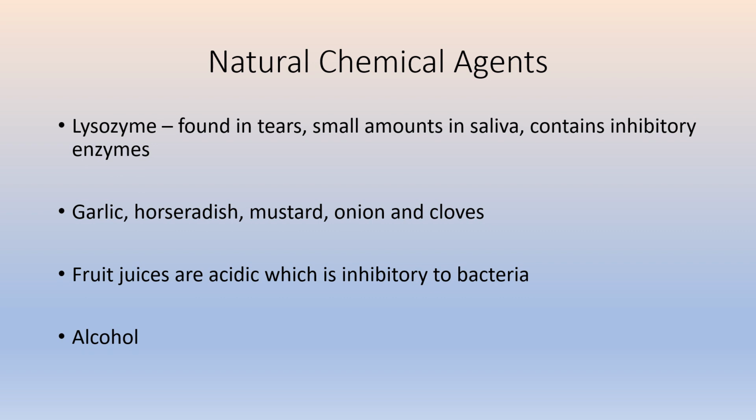Some other natural chemicals, things like garlic, horseradish, onions, those all have antimicrobial activity as well. Certain fruit juices, because they're acidic, bacteria don't like a lower pH. They don't like acid environments, so that will naturally inhibit. And alcohol. Alcohol will actually kill a lot of microorganisms. That's why you see a lot of things like hand sanitizers contain alcohol in them. That's often how they work.